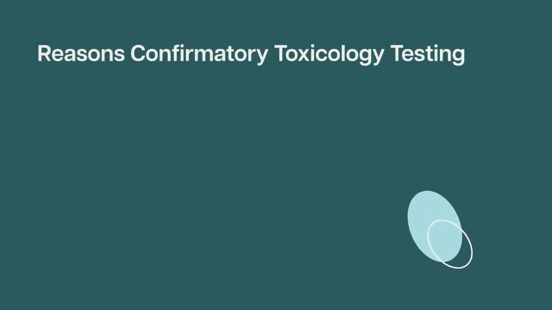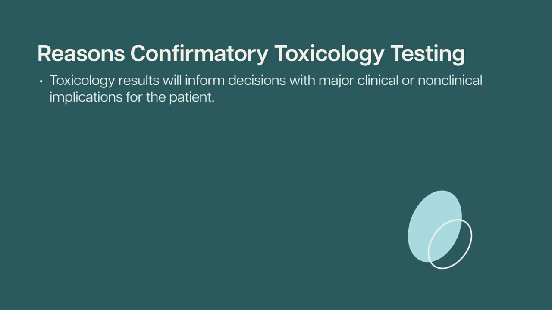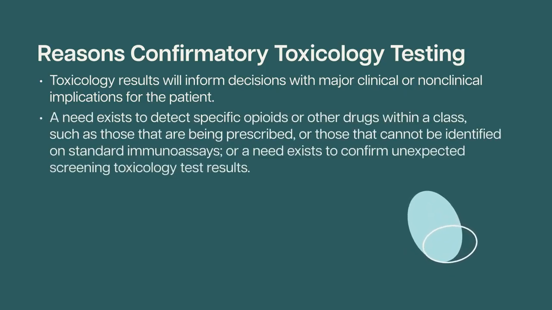There are a few reasons to consider getting confirmatory toxicology testing. For one, if the toxicology results will inform decisions with major clinical or non-clinical implications for the patient. For example, if they were or weren't in violation of a pain management contract. Or number two, in an instance where a need exists to detect specific opioids or other drugs within a class, such as those that are being prescribed or those that cannot be identified on standard immunoassays. And number three, and perhaps this is the most likely, if there's a need to confirm unexpected screening results on a toxicology test. For example, the patient tested positive for an illicit substance but adamantly and repeatedly denies using such a substance.